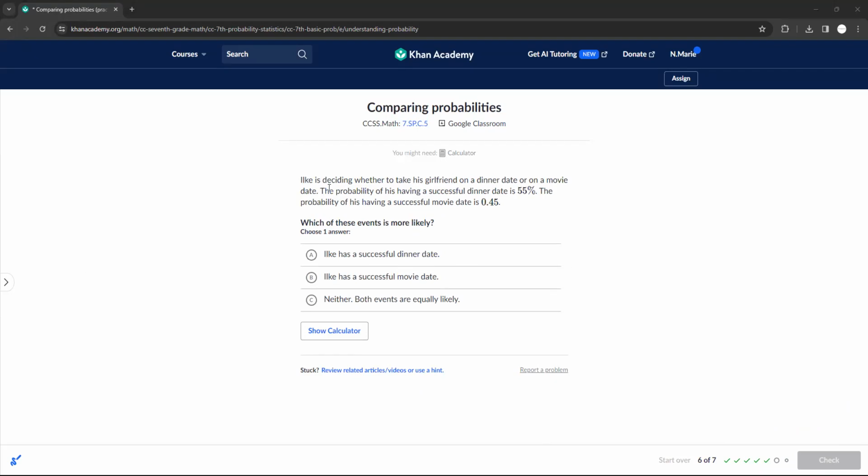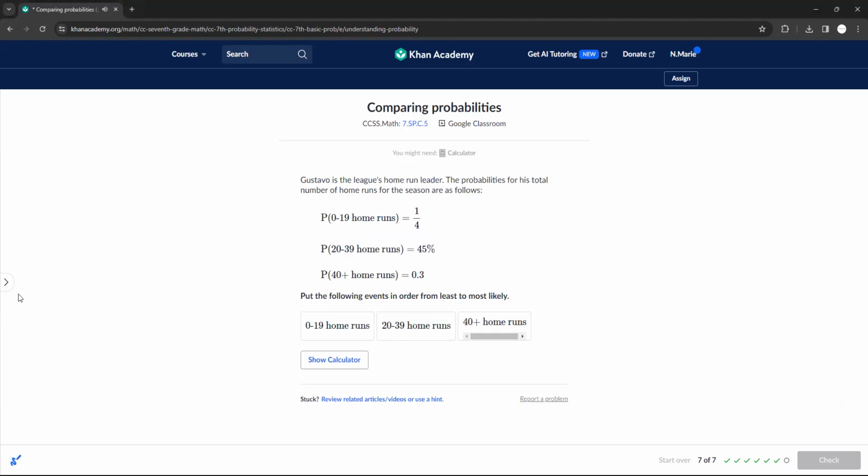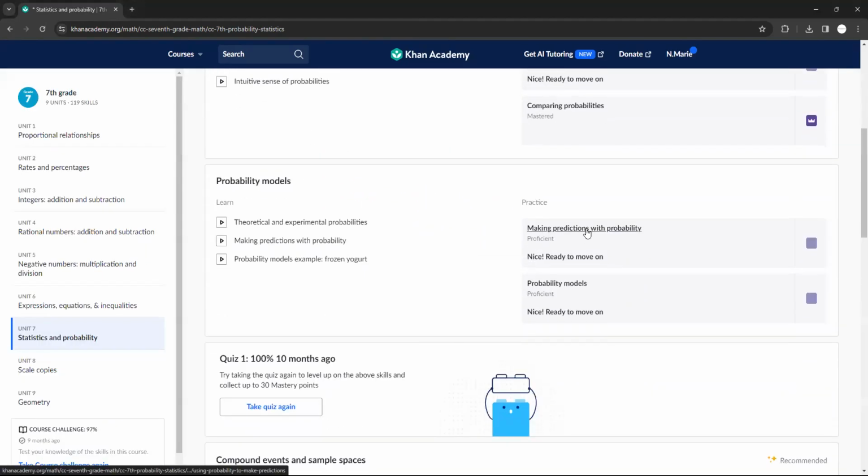Ike is deciding whether to take his girlfriend on a dinner date or a movie date. The probability of having a successful dinner date would be 55%, and the movie would be about 45%, which as a decimal is 0.45. Which of these is more likely? The dinner date. It's best if he does a dinner date. So we're just comparing the two. Very simple. The beginning of this unit is very easy.